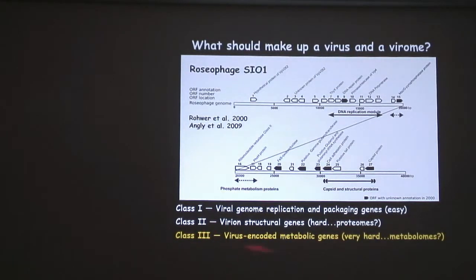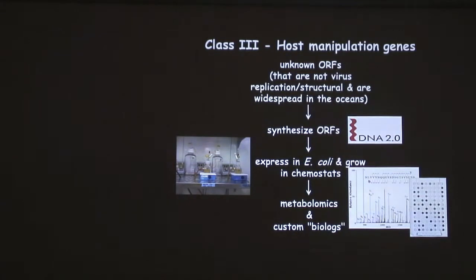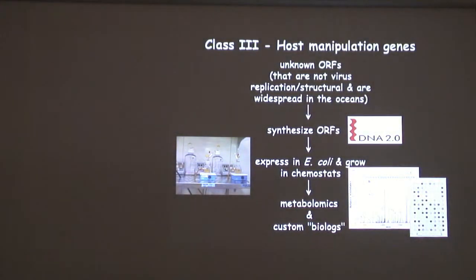The other one is the virally encoded metabolic genes. And what we've been doing here is you take the unknown ORFs, you eliminate the structural ones, right? And in this case, we're doing ocean stuff. Then we just synthesize the genes, express them in E. coli, and grow them in chemostats, and then we're doing metabolomics and custom Biolog arrays on them.